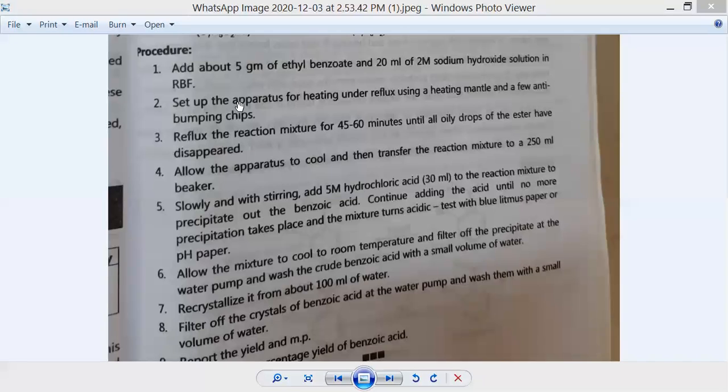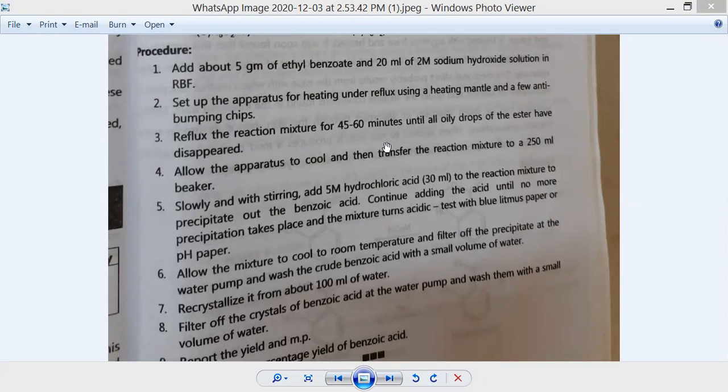So we have taken this quantity in the round bottom glass, and to avoid the bumping of solution, we have added anti-bumping chips. Continue the reflux reaction for 45 to 60 minutes.